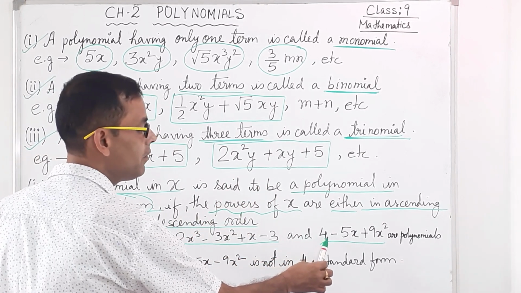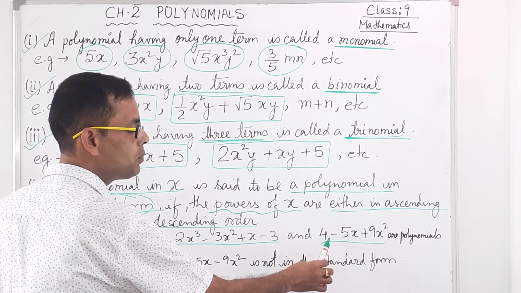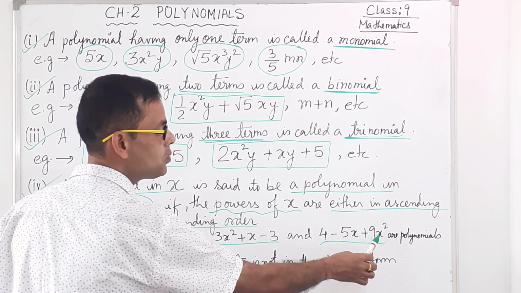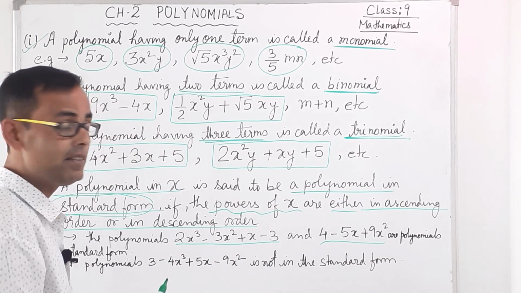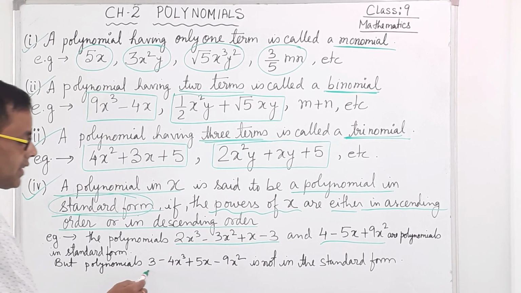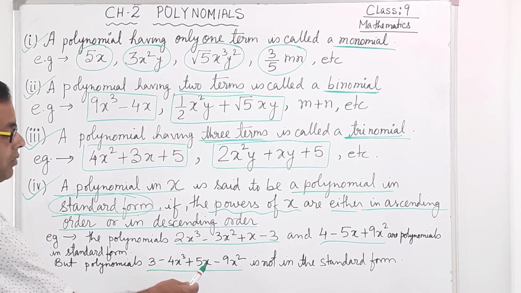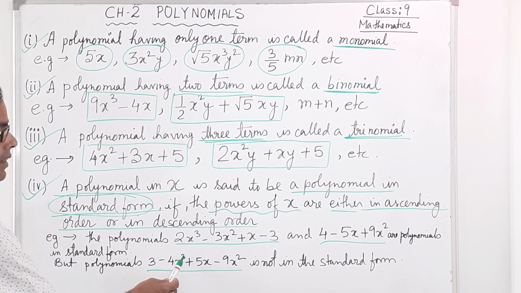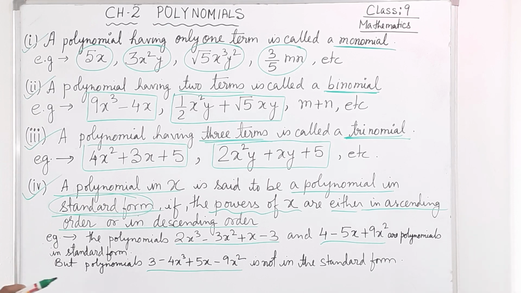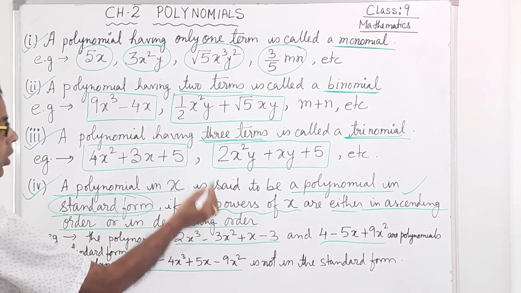Again you can see here, 4, clear? Here it is written 4, that means x to the power 0, then x to the power 1, then x to the power 2. So powers are increasing, so it is ascending order. But polynomials like this one, this example you see, 3 minus x to the power 3. So here the power is 0, here power is 3, after that again 1. That means 0, then increasing, again decreasing, again increasing, 2. So this is not a standard form. Standard form has to be either in ascending or in descending order, clear?